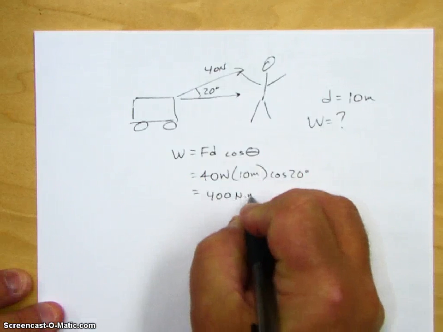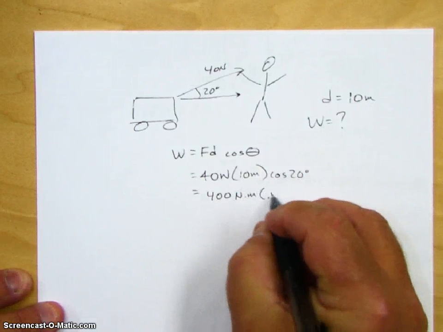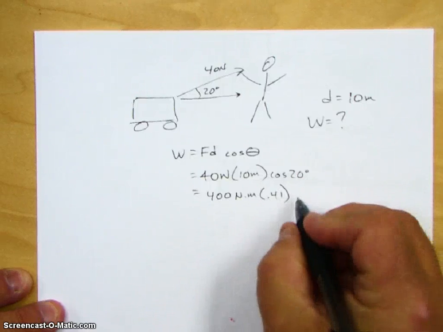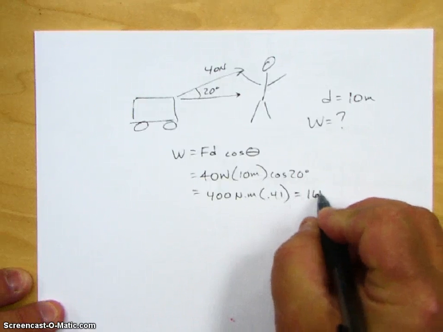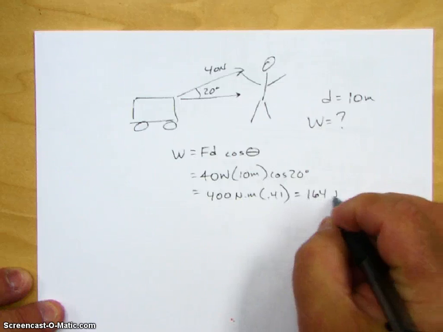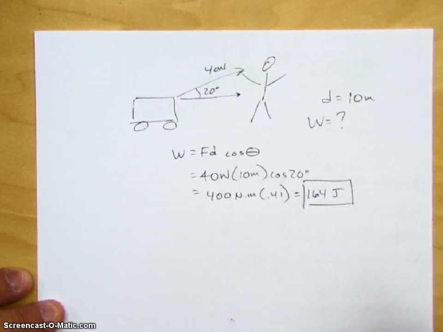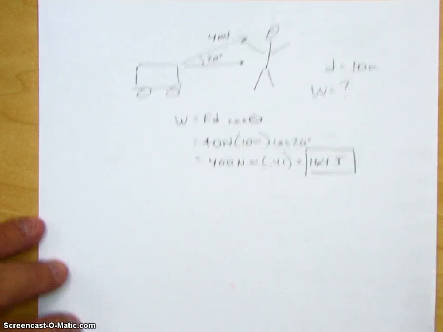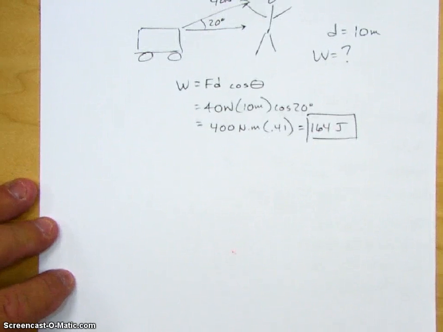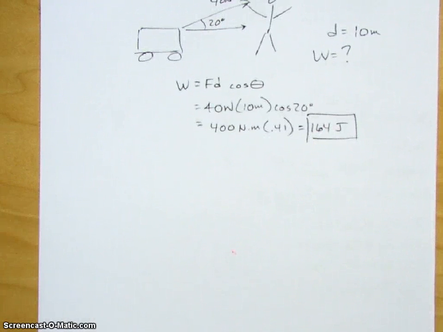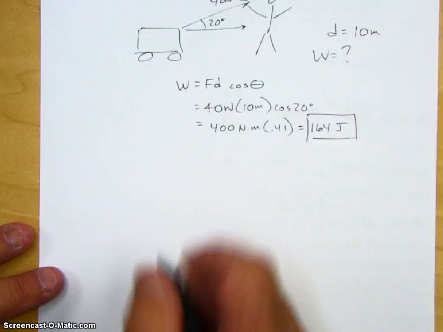Newton meters times 0.41, which is the cosine of 20 degrees, so I'm going to get 164 joules of work when he does it. Again, he wasted part of the force that he applied. Ideally, he'd want to pull it perfectly horizontal. That's just not always practical. It is, though, when you're pushing something.